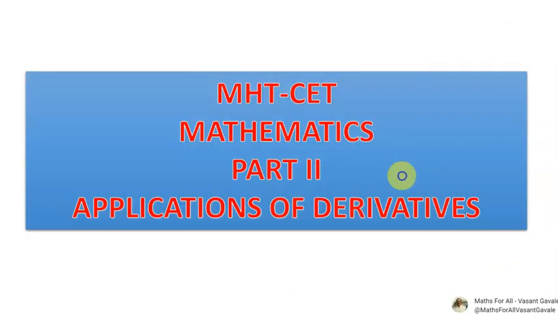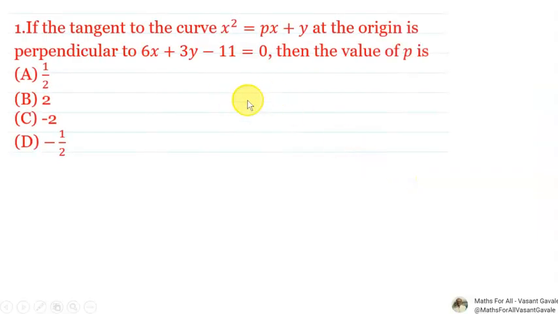Applications of derivative. First example, if the tangent to the curve x square is equals to px plus y at the origin is perpendicular to 6x plus 3y minus 11 is equals to 0.